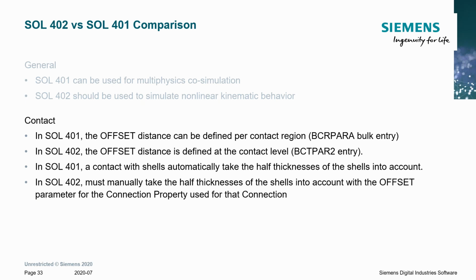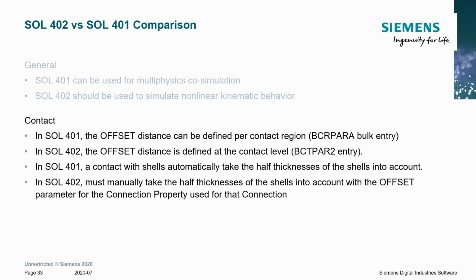Okay, in 401, the offset distance for contact regions is on the contact region. In 402, it's at the contact level, so basically at the connector level. 401 contact automatically takes the half thicknesses of the shells into account. In 402, you have to manually turn that on with the offset parameter.